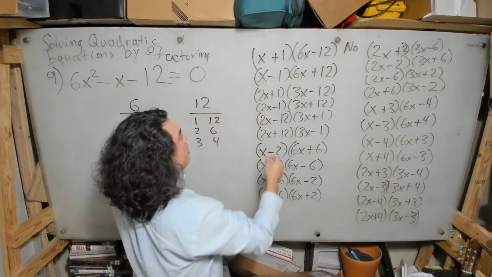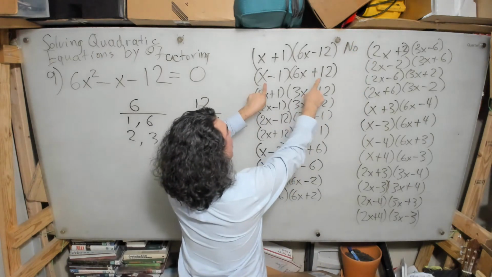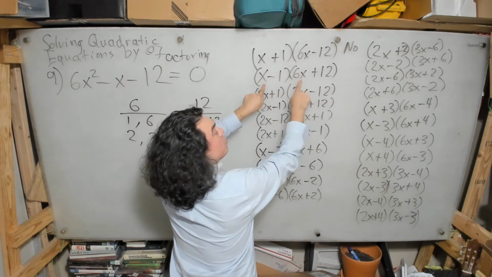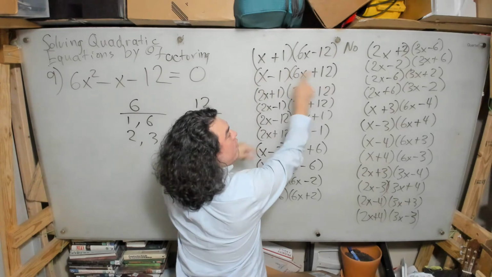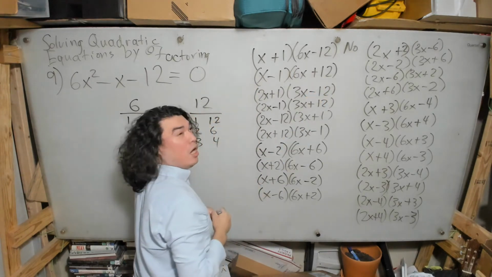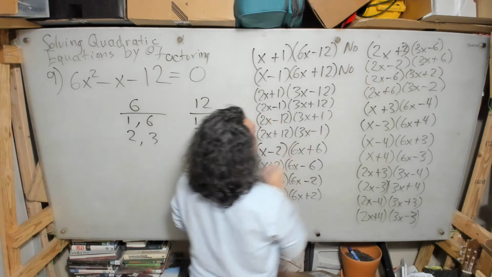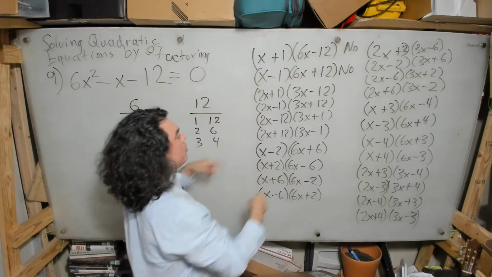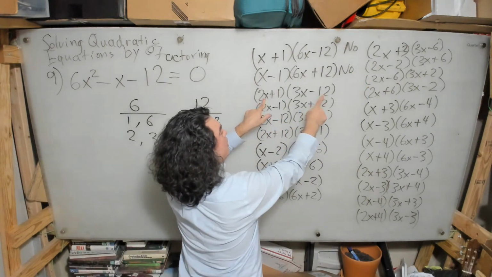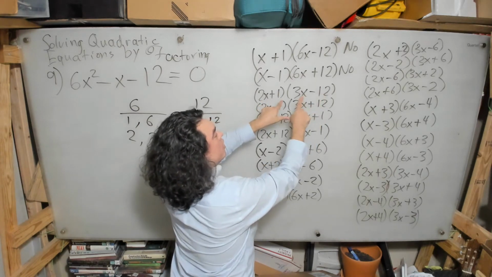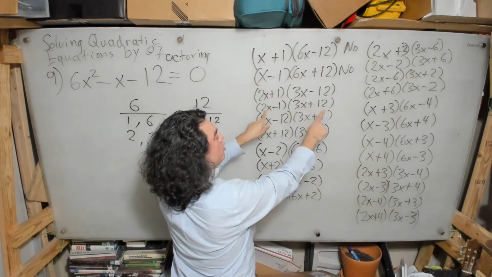What about this one here? This is x times 12 will give us plus 12x. Negative 1 times 6 will give us minus 6x. This one will have a middle term of positive 6x. So this one also doesn't work. Now look at this one. This will be negative 24x because 2x times 12 is negative 24x plus 3x. That one's gone. This one also will be gone by the same reason.